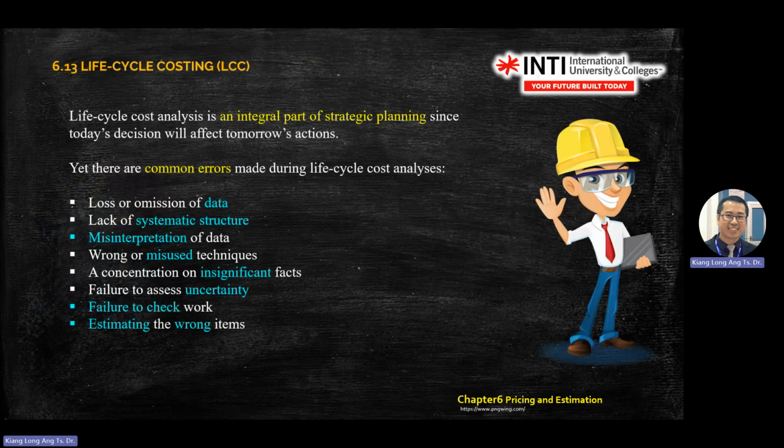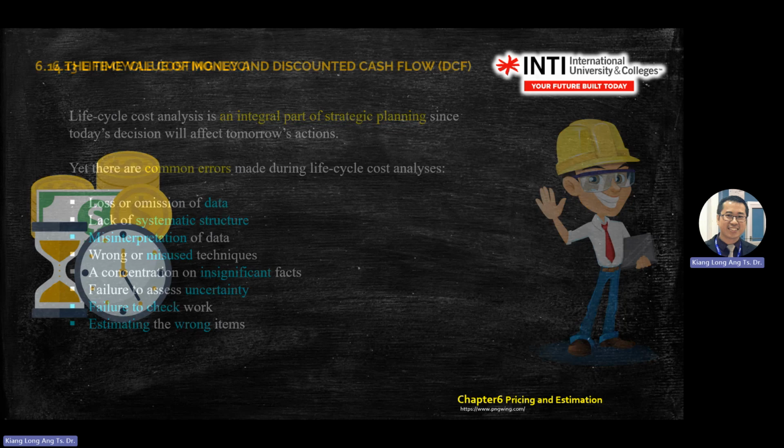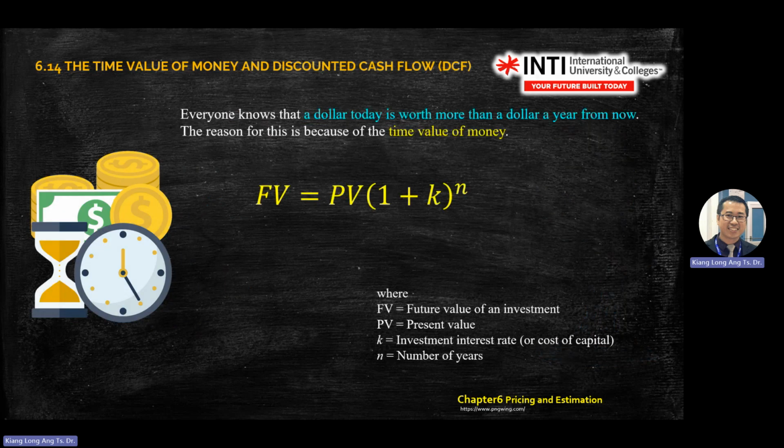Okay. So what happens in your life cycle costing analysis? There are some human errors that you need to consider. Maybe your data is wrong, you misinterpret data or misuse a technique, you fail to check the work, and you estimate the wrong items. So this equation is important for your test 2 and also the final exam.